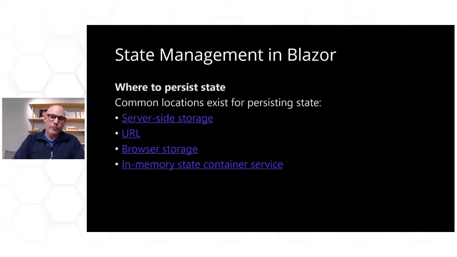And where would we be if we couldn't store state in our apps? There are a couple of different ways to do this. We can use some server-side storage, of course, like a database or a Redis cache. We can store data in the URL with a query string, for instance. And we can also use browser storage, like local storage or session storage. And finally, we can use an in-memory state container service.